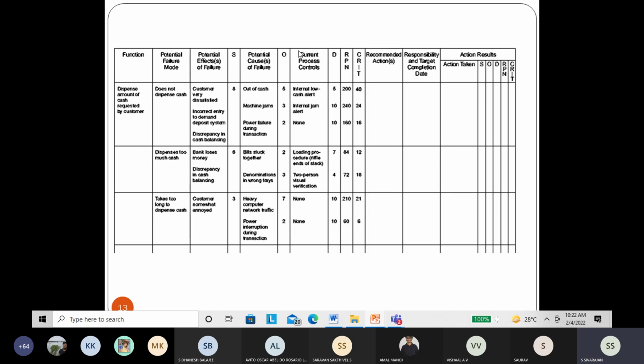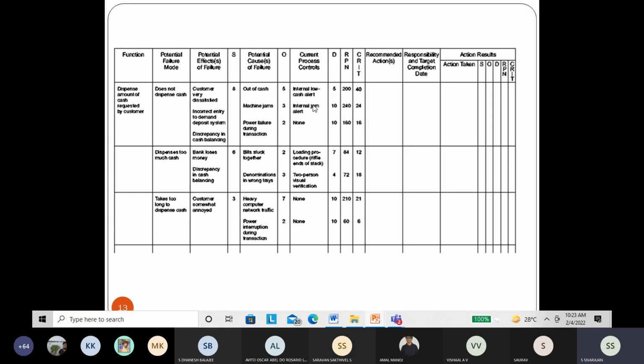Directly, we can say. In this case, an internal low cash alert is there. So 5 means okay, we can detect. A cash alert will come that cash is not available, so you know very well the cash will not come. But internal jam alert is not there. You don't know whether a jam is there, so it is not detectable. The internal jam alert may not work. So that is what we have to say: whether this failure mode is detectable or not.